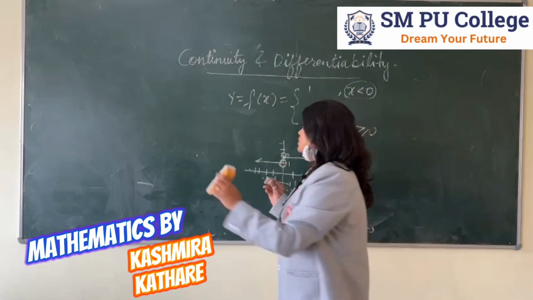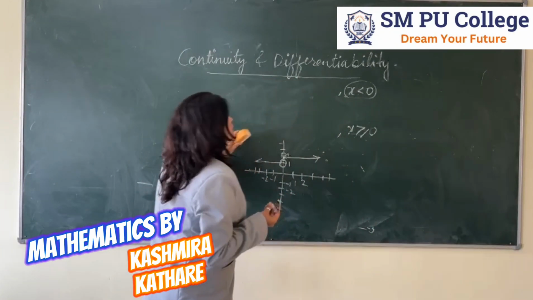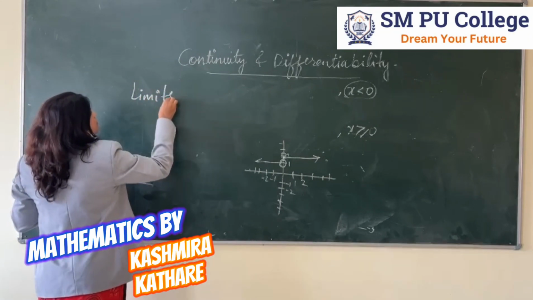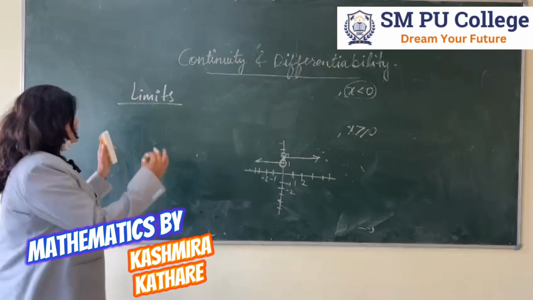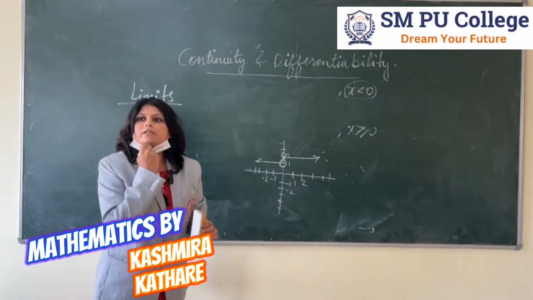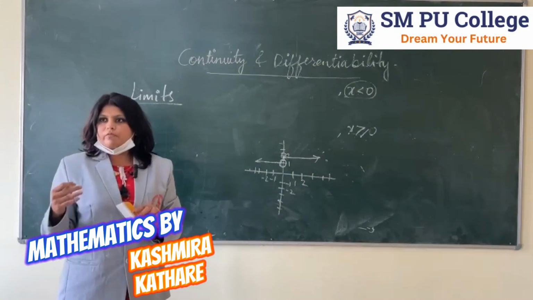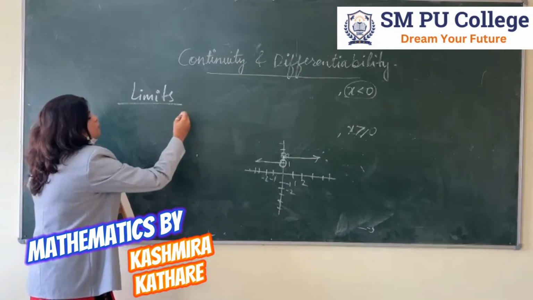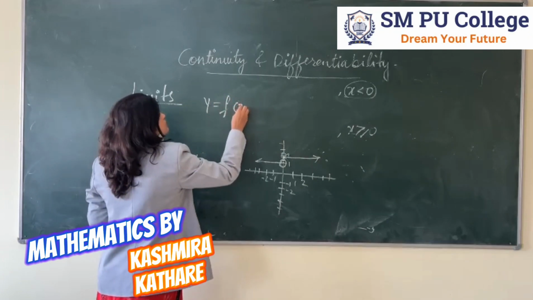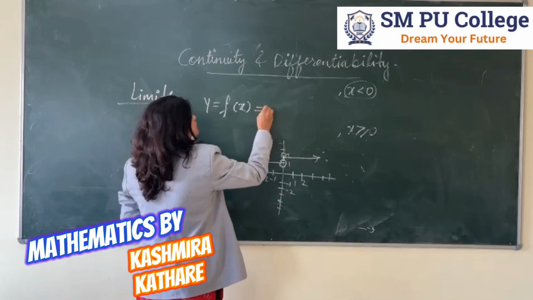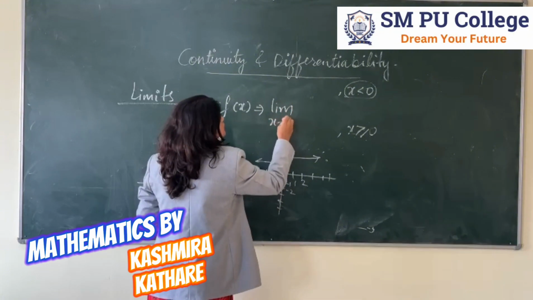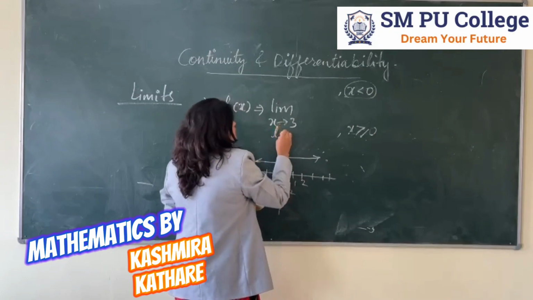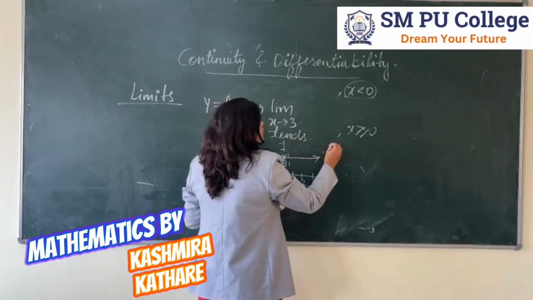So there is a method where we can solve for this. That is called limits. Limits in the sense that we have to stop at some values and find the limit of that particular problem. Suppose, for example, y is equal to f of x, or else we can say limit x tends to 3. Here we will get two values.